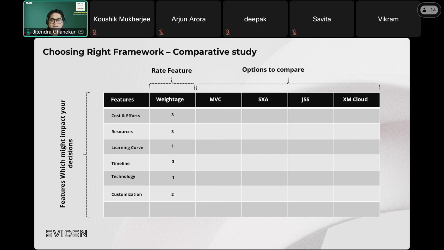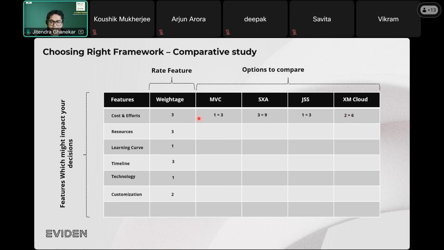So when you compare this, I will say the cost and efforts now. MVC, what I feel is the cost is on the very higher side, so I have given a point of 1 here. SXA, I think cost and efforts are less, so I have given 3 points here. JSS, again, is costly for me, so I have given 1. XM Cloud also, I think it's costly but better than MVC and JSS, so I put a 2.